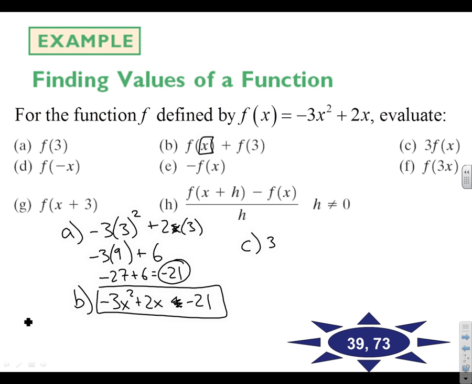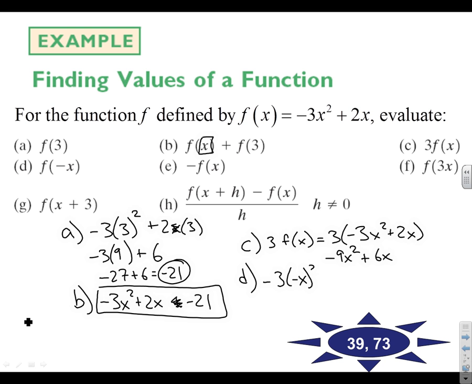3 f of x is the same thing as 3 times parentheses the original problem, -3x squared plus 2x. And so we'll have -9x squared, just distribute that 3, plus 6x. How about D? All right, so f of -x. Everywhere you see an x, it needs to be a -x. So this will be -3x squared, because -x times -x is back to a positive, but now -2x.